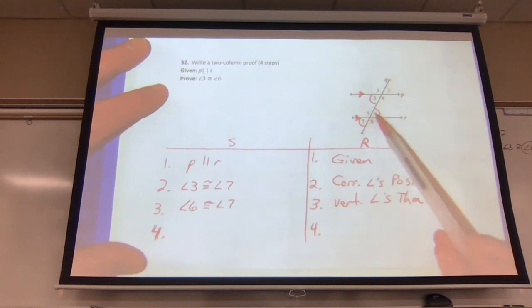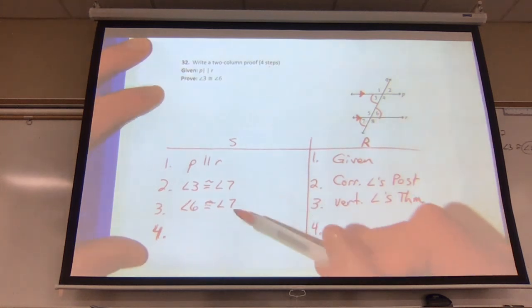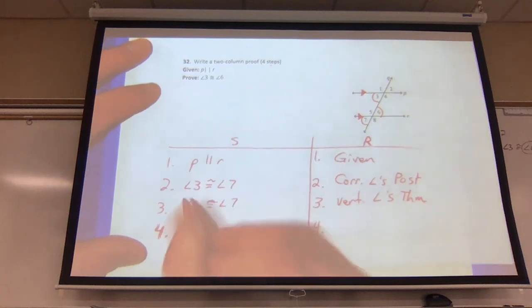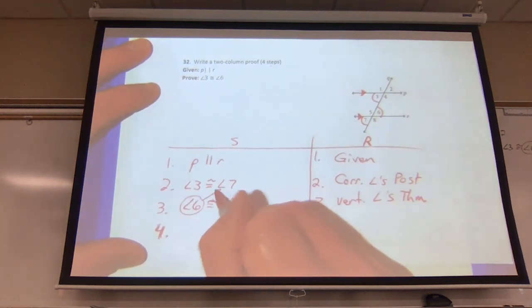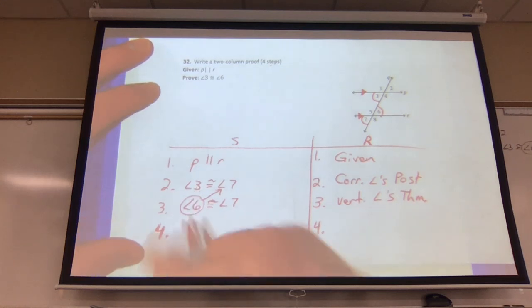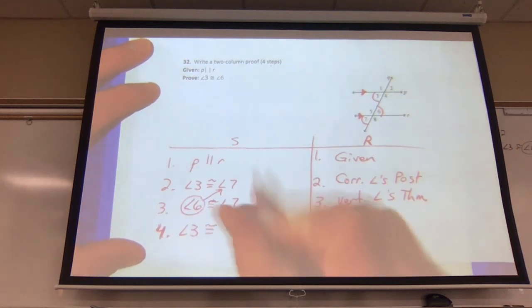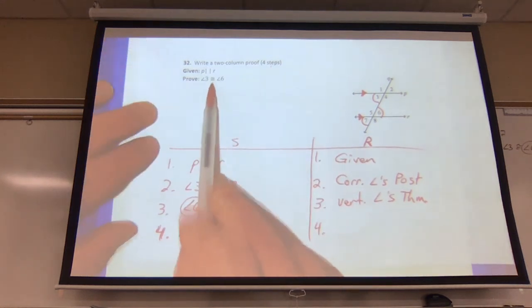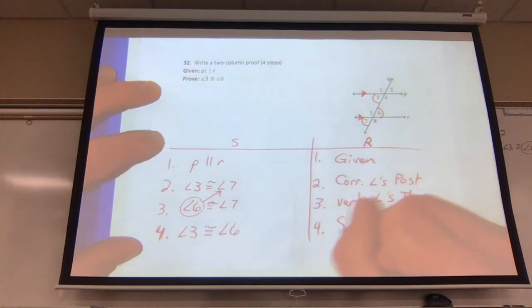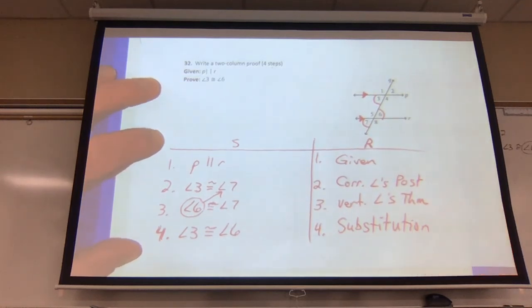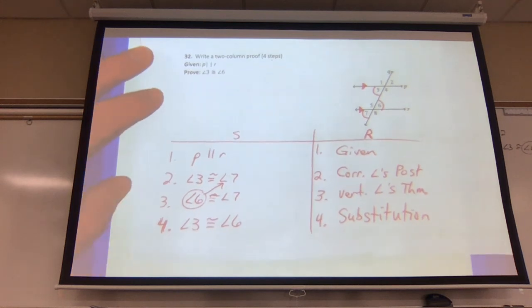Now, the reason we went with 6 and 7 here is because now you get angle 7 in here twice, which is going to allow us to substitute. Since angle 6 is congruent to angle 7, I can take angle 6 and put it in for angle 7. That's going to change step 2 to angle 3 on the left. Angle 7 on the right is going to become angle 6, which is what we wanted to prove. Substitution allows us to put one thing in for the other. So pretty much the exact same proof we just did.